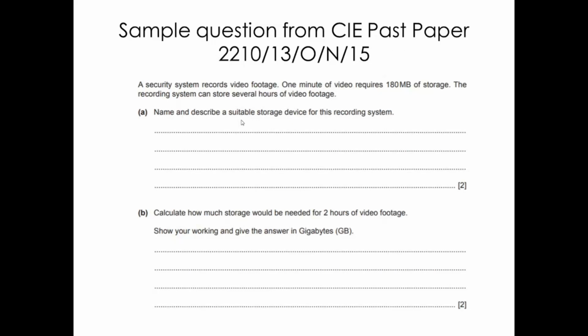A security system records video footage. 1 minute of video requires 180 MB of storage. The recording system can store several hours of video footage. Several hours, it means for 1 minute it takes 180 MB. So if you want to record several hours, so what type?